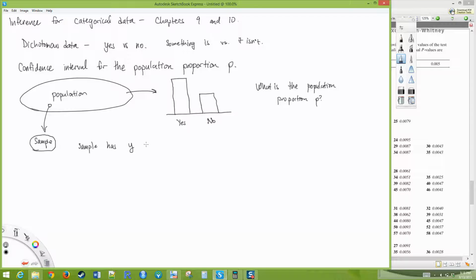The sample has y successes, and n total observations. And so your sample proportion is p hat, which is y over n. That's simple enough, right? We're going to create a confidence interval for this population proportion p.